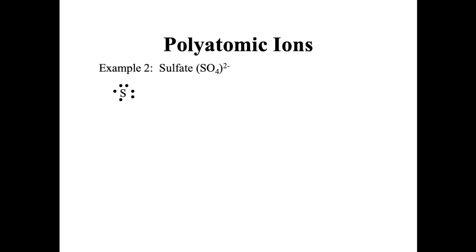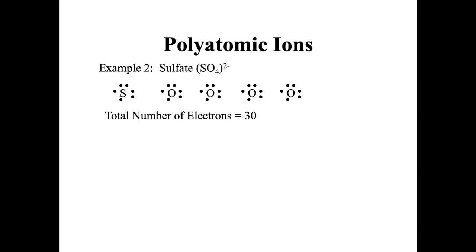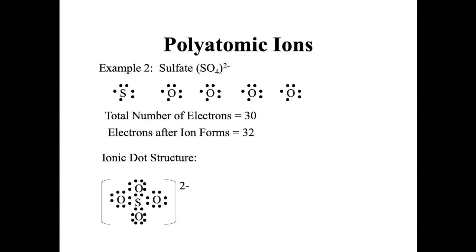So we have sulfur and 4 oxygens. Altogether, that gives us a total of 30 electrons. However, because it has a -2 charge, that means it's gained 2 electrons. So we're going to have a total of 32 electrons in our final dot structure. So we're going to take our sulfur, surround it with each of the 4 oxygens. If you count up all the dots in there, you should have 32. Again, because it's an ion, we're going to put it in brackets and put its charge, -2, on the outside.